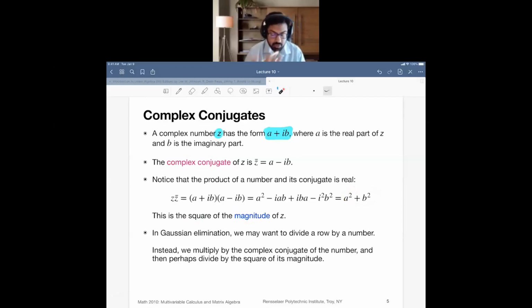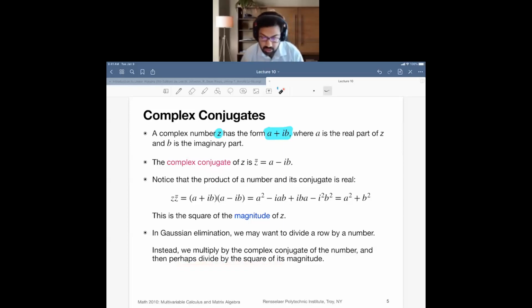But how is this important to us? It is important because eigenvalues and eigenvectors are going to have complex conjugate pairs. But also, when you're trying to find the eigenvectors for a corresponding eigenvalue, you're going to have to do some Gauss elimination. And you're going to have to deal with Gauss elimination for numbers in your matrix that are complex. So a strategy here is, you don't want to divide a row by a number. Instead, you want to multiply by the complex conjugate of the number. If you see that it is complex, then you multiply it with the complex conjugate of that number. And then later you can divide by the square of its magnitude to make it a 1.